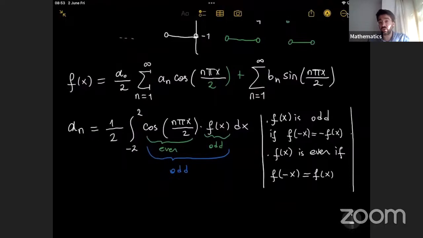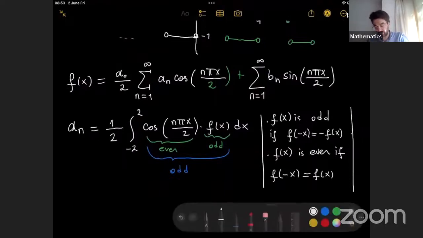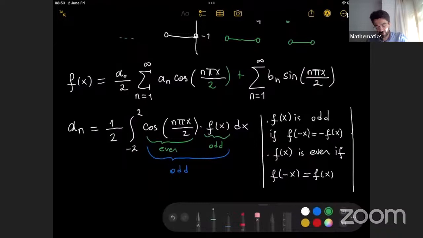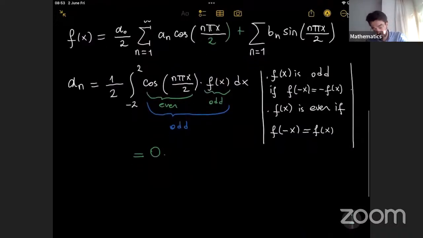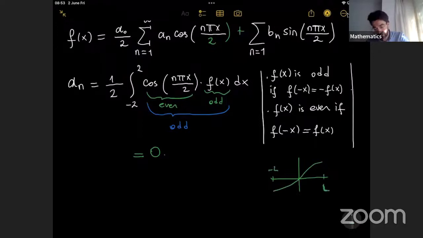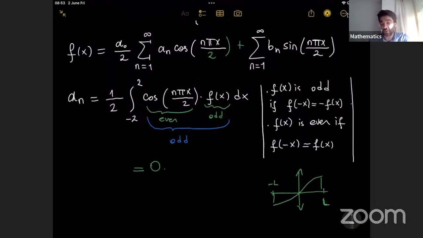From -2 to 2, odd function, you know this from calculus, right? This integral is 0. If you integrate an odd function from -2 to 2, you will get 0. It's like you're integrating an odd function like this. It's symmetric with respect to the origin, and from minus L to L, this integral will be, of course, 0, right? That's the idea. So we see that the coefficient of cosine will be 0 here.